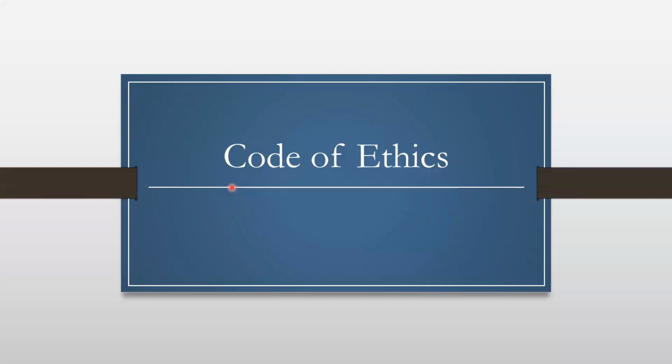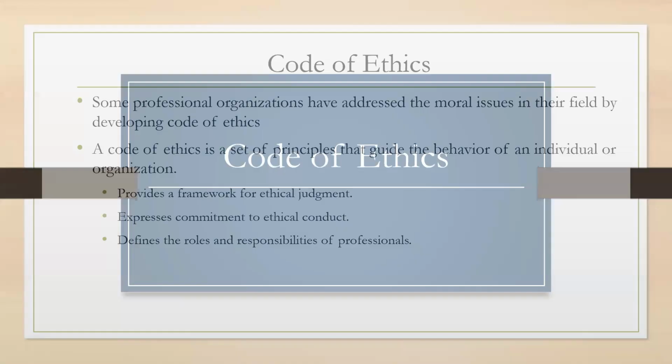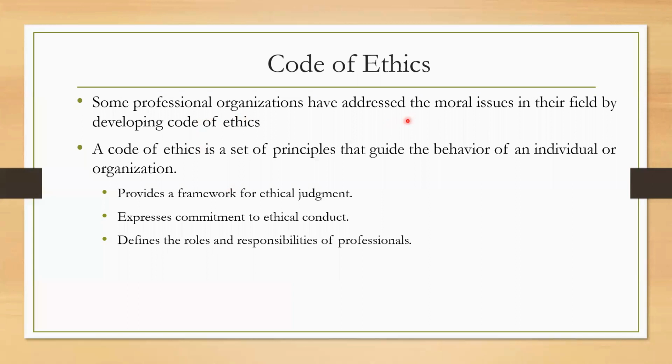So actually, the code of ethics is a set of principles. So let's go to the second one. After that, we go here. A code of ethics is a set of principles that guide the behavior of the individual. So we now have many principles, right? Many ethics principles. So it's a set of principles that guides a group of individuals.